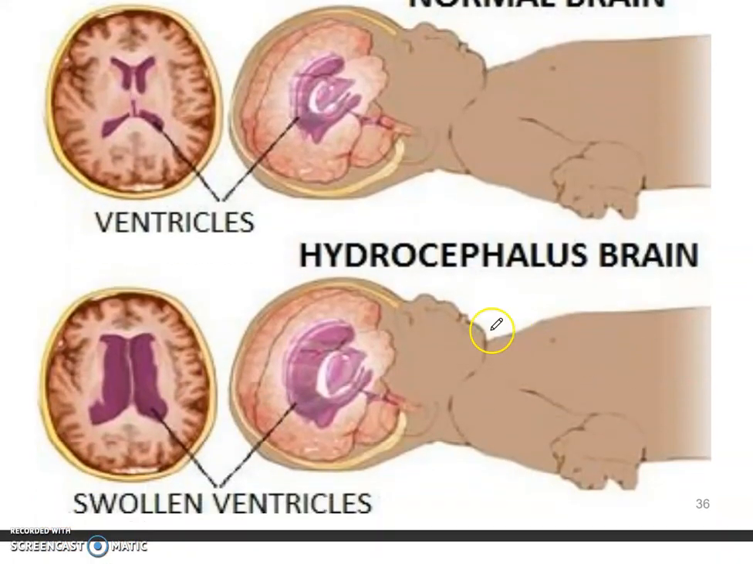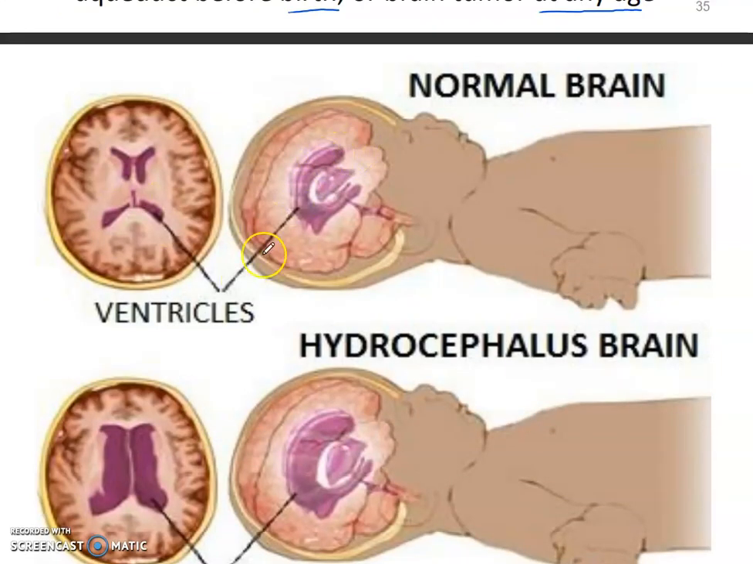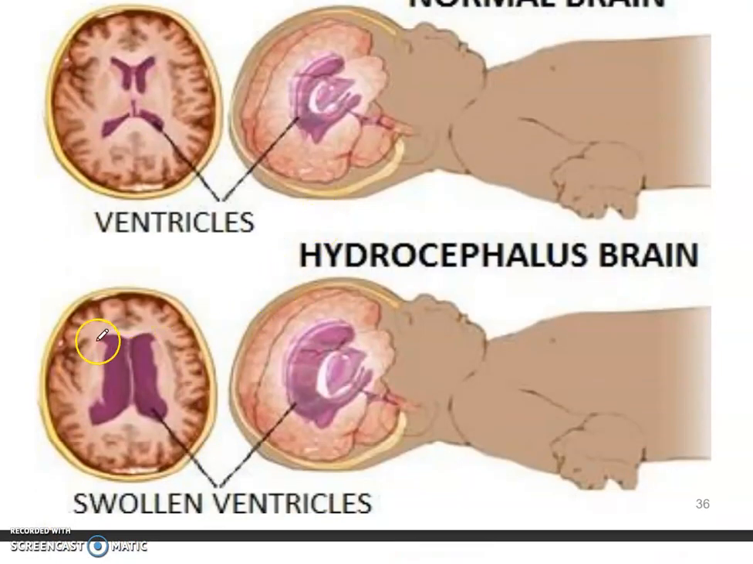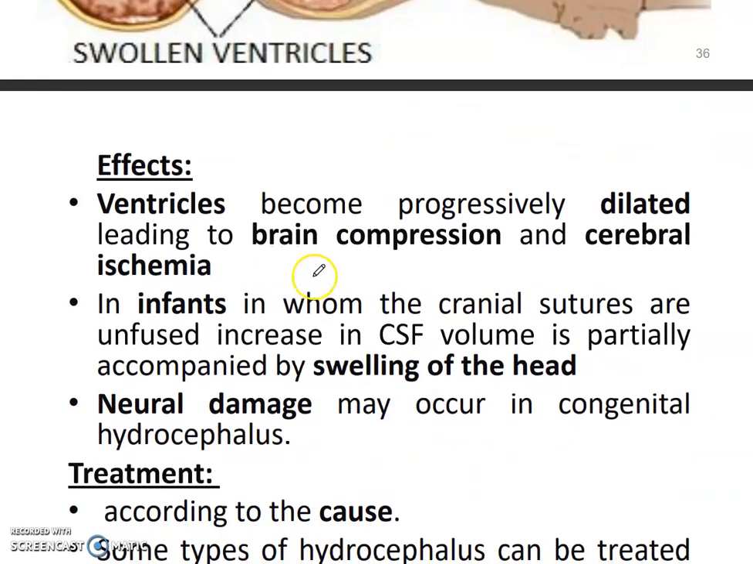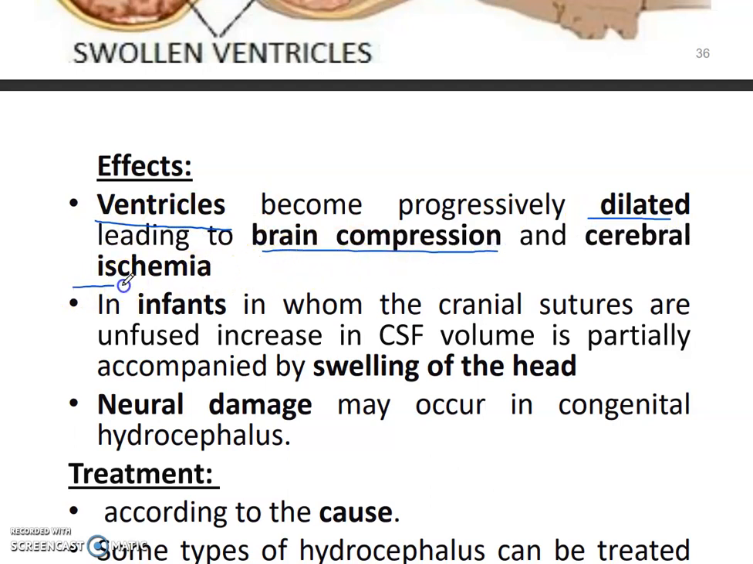As you can see, this is a normal brain, and when there is water or CSF in the ventricles due to some blockage or tumors, it expands and becomes swollen. The effects are that the ventricles become progressively dilated, leading to brain congestion and cerebral ischemia.